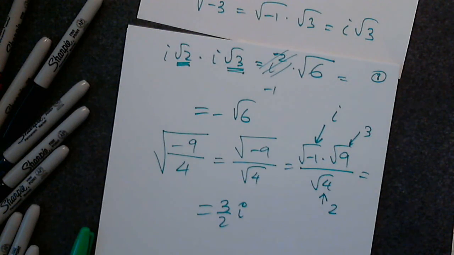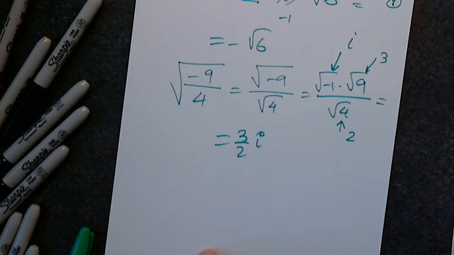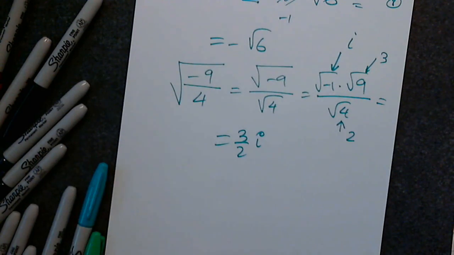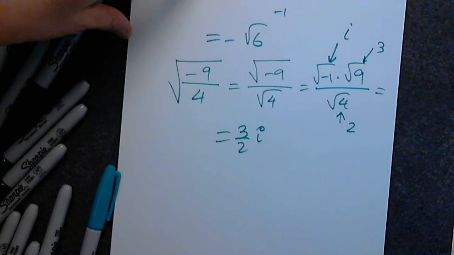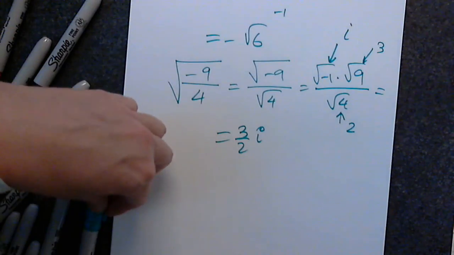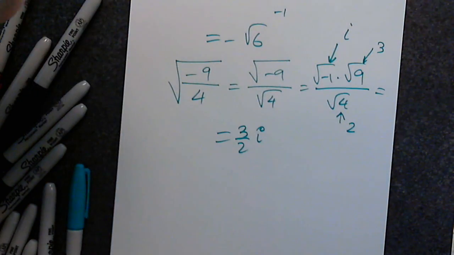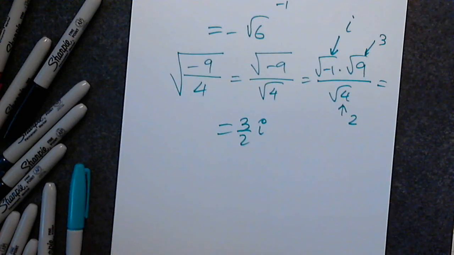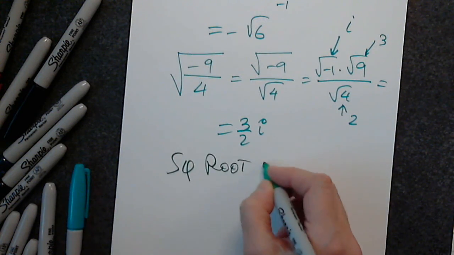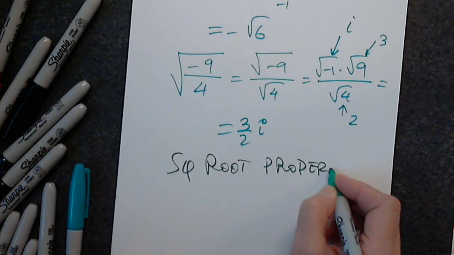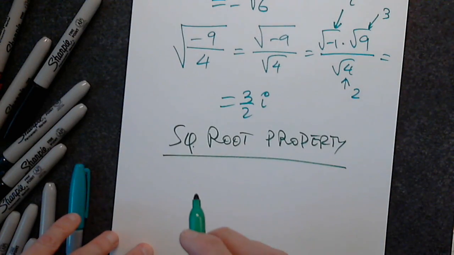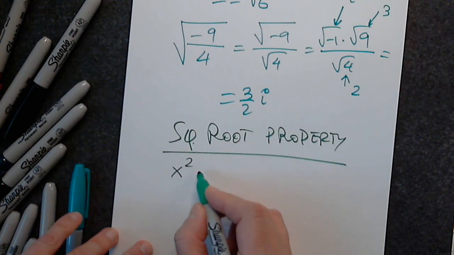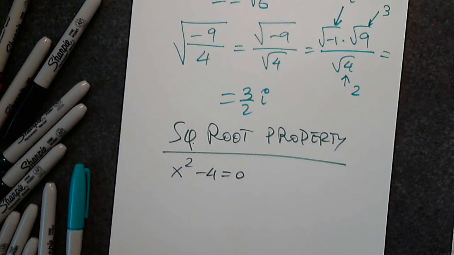Why do we really talk in this class about complex numbers? Here's why. I'm debating with myself to show the property, the square root property first, and then explain why we do this. I think I'm going to do that. So the square root property. And then I'll come back to complex numbers. So the square root property, do you remember when we solved an equation like this?